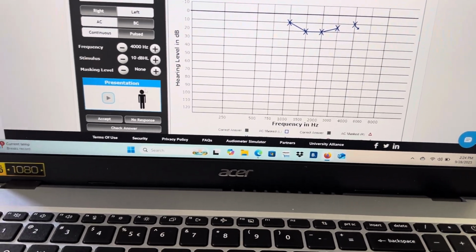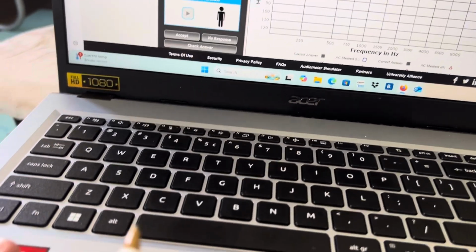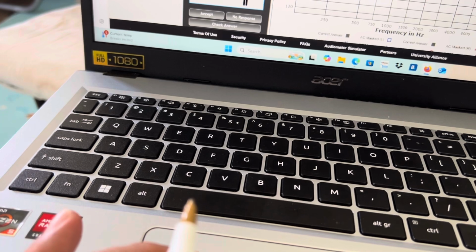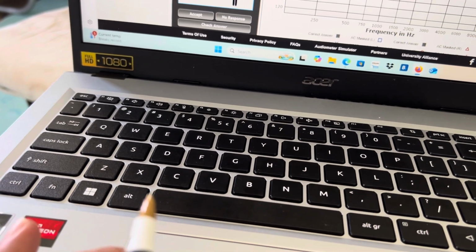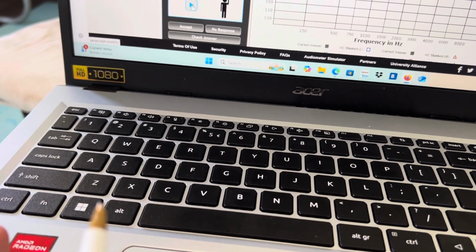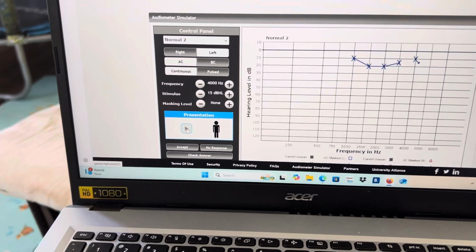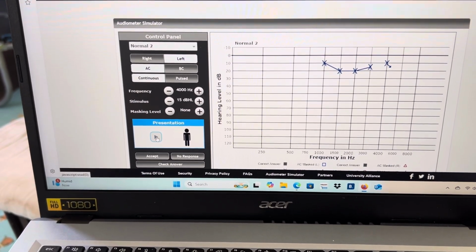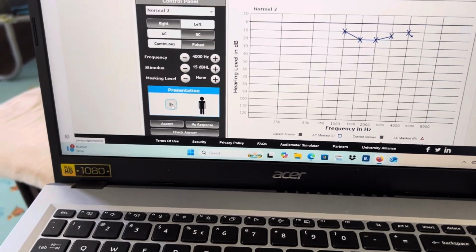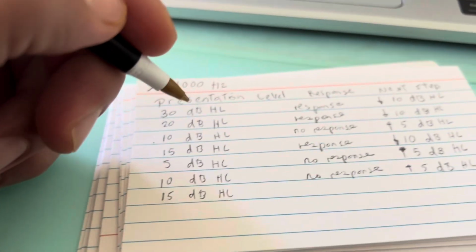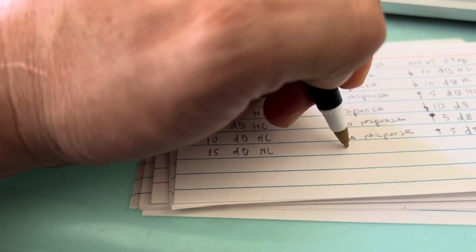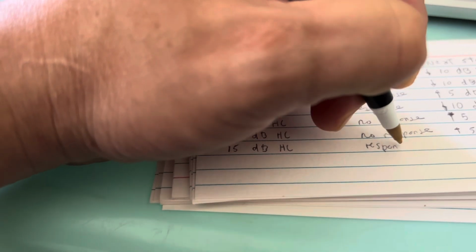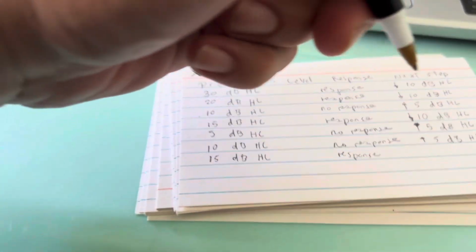So now we have to bring this up again to 15 decibels and see if there's any response. Sorry, you didn't see it. There we go. So there is a response at 15 decibel hearing level.